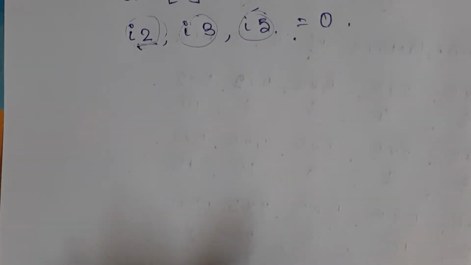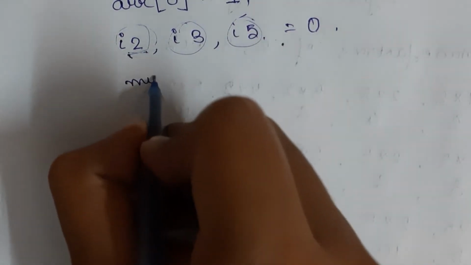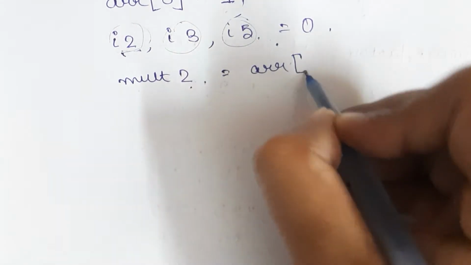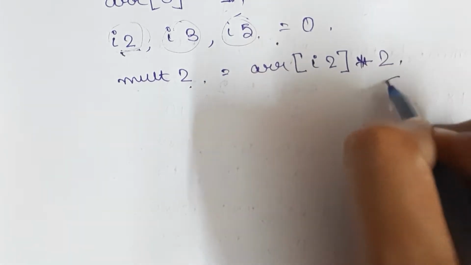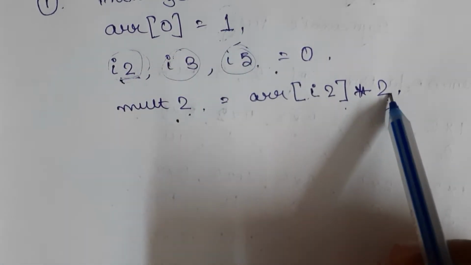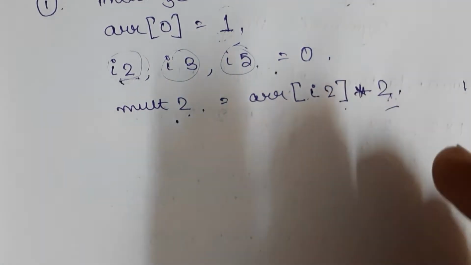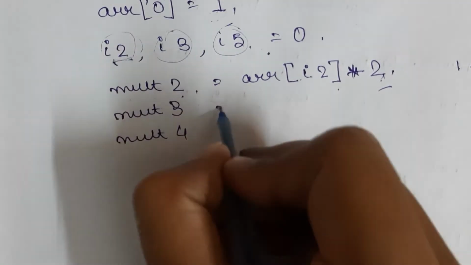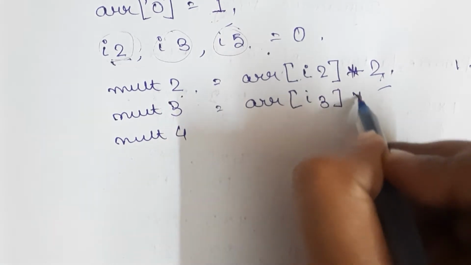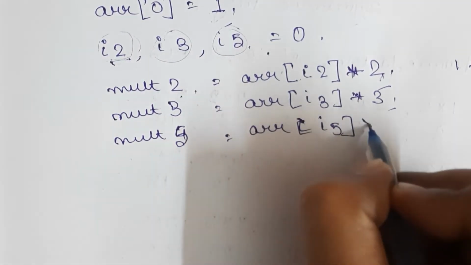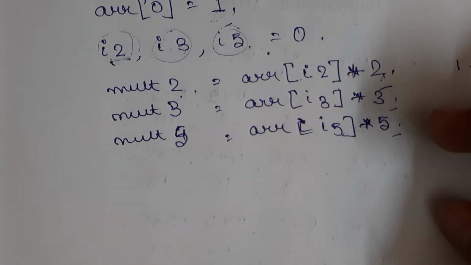Now the next step is that the multiple of 2 is stored. Now I2 is 0, so 1 into 2. Multiple of 2 will now store 1 into 2, that is 2, right? Similarly, I will store the multiple of 3 and the multiple of 5, 1 into 3. Correct? I think you have understood all this up to here.